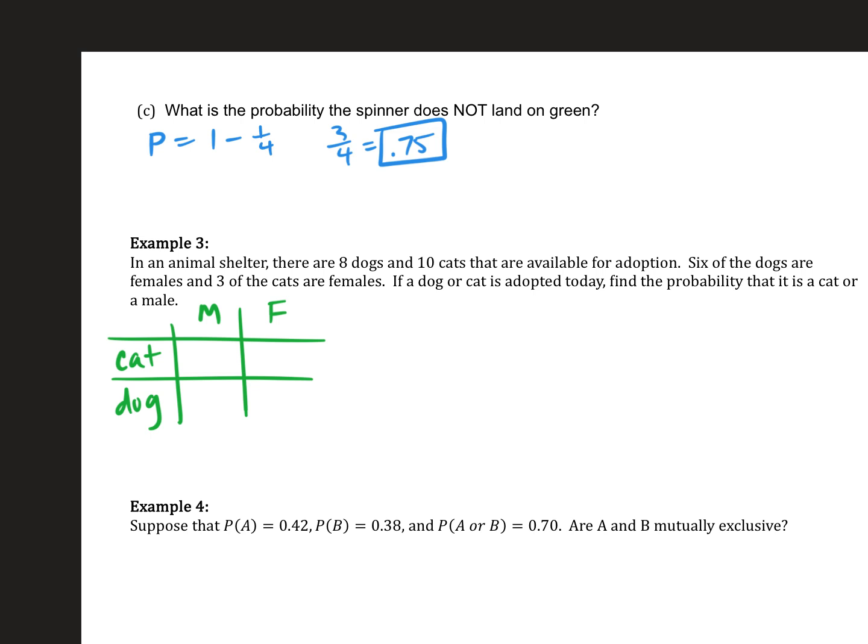We know that there are a total of 8 dogs and a total of 10 cats. We know 6 dogs are female, which means how many are male? 2. We know that 3 cats are female, so how many are male? 7. How many total males do I have? 9. How about females? 9. Total of 18.